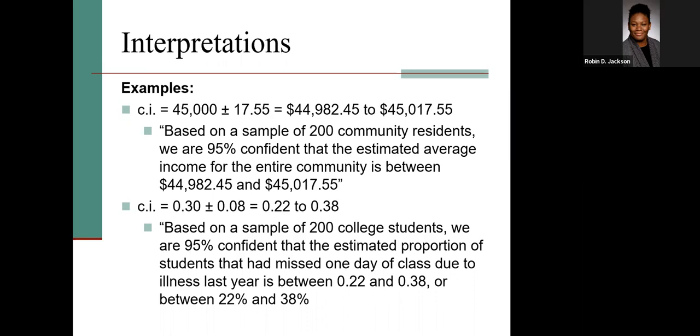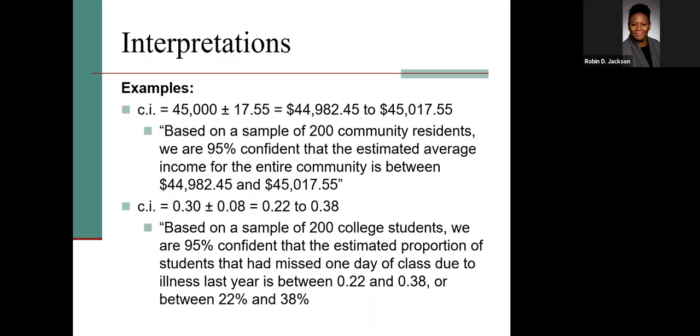Basically, you have the confidence interval, and then here's the interpretation below. Based on a sample of 200 community residents, we are 95% confident that the estimated average income for the entire community is between $44,982.45 and $45,017.55. What you see right there in quotes, as well as the confidence interval that appears right above it, that's the way you need to write that information up.